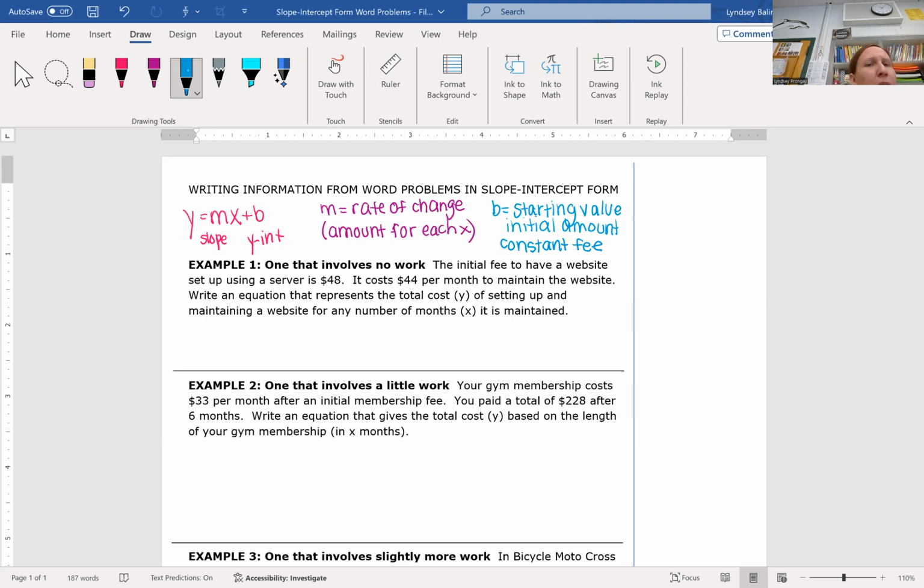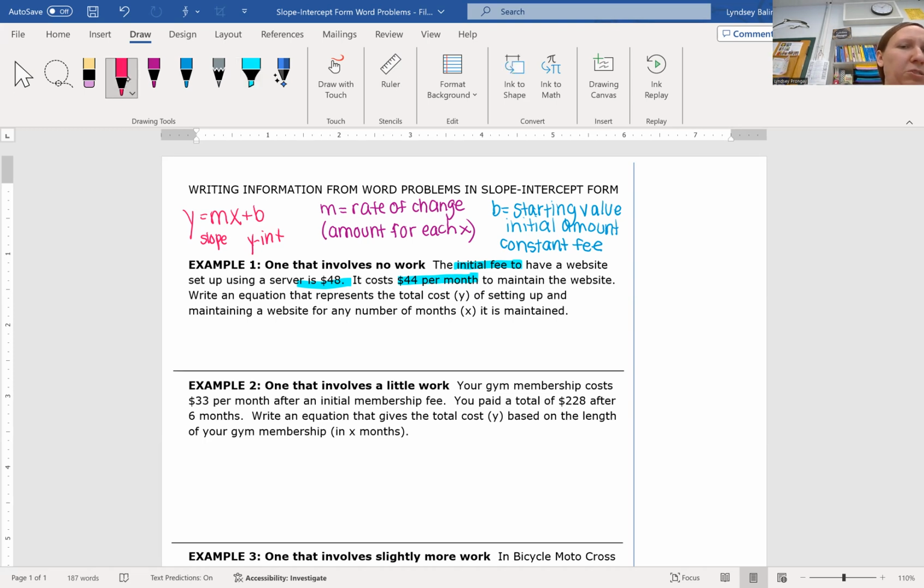Okay, so example one, this is still going to be one that is pretty easy, involves no work. We have the initial fee to have a website set up using a server is $48. I'm going to highlight some stuff as we go. So initial fee, $48. It costs $44 per month to maintain the website. We want to write an equation that represents the total cost, which is y, of setting up and maintaining a website for any number of months x it is maintained.